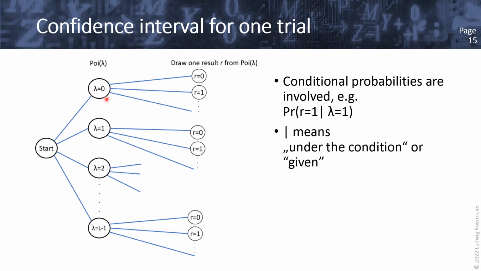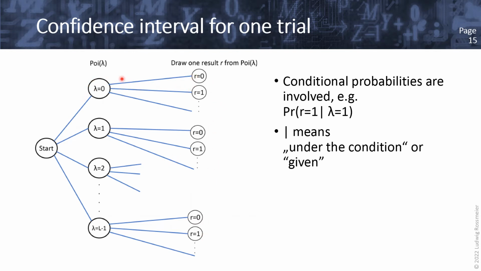Then, from each of these distributions, we do one experiment. We draw one result, R. R is the number of bit flips, and R could be 0, 1, and so on. Same is done for the next Poisson distribution, lambda 1. We also do one experiment. The problem here is that we do not know the lambda, but we will know the R.